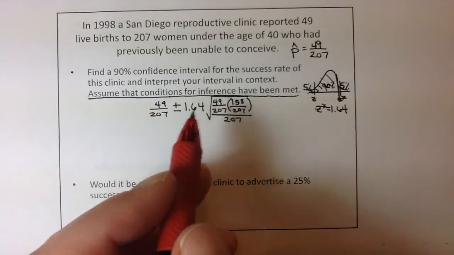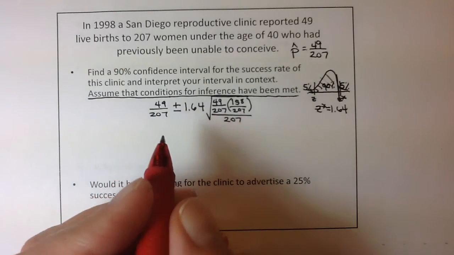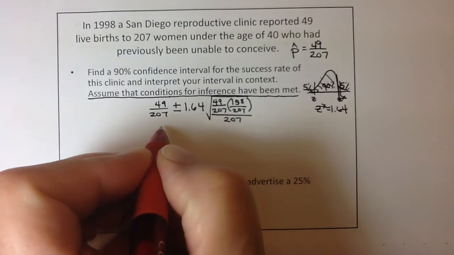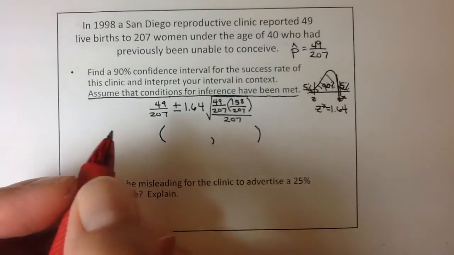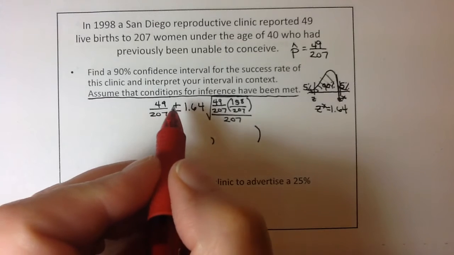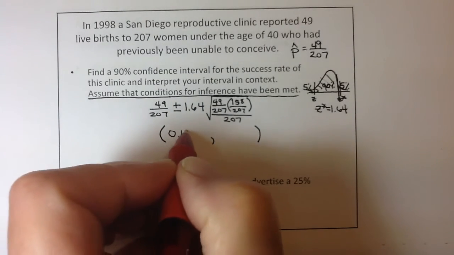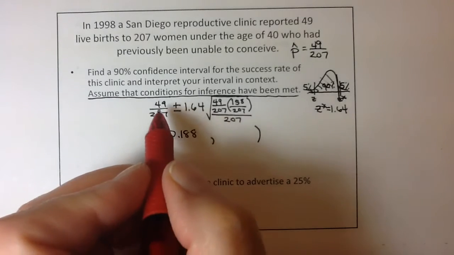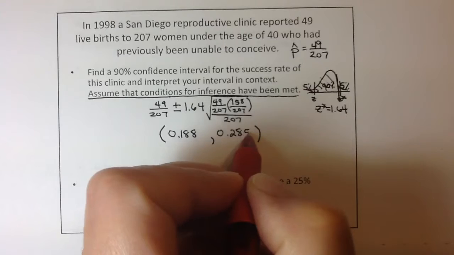So I would do the subtraction, then I'd do the addition, and get my lower and upper bounds. And normally I'm going to use interval notation just because it's quick and easy and I don't have to worry about writing my parameter down. So if I do the subtraction and crunch all that out, I'm going to get about 0.188. And if I add, I'm going to get about 0.285.